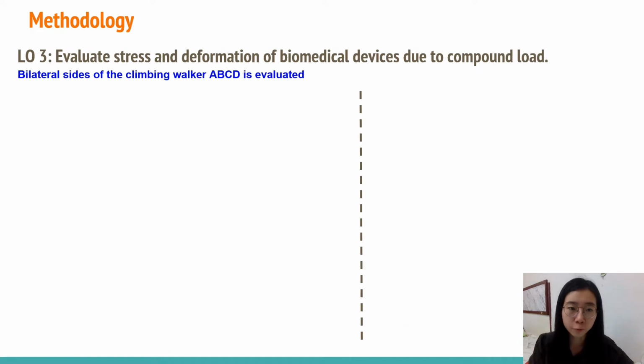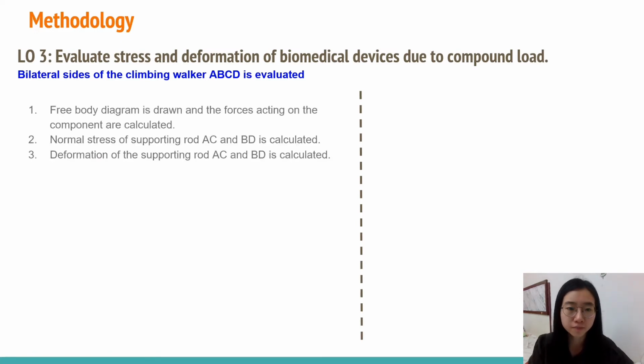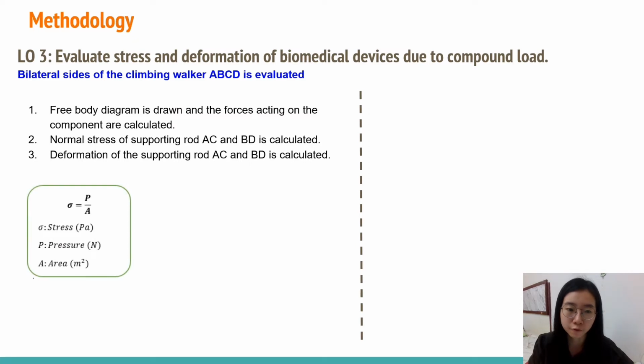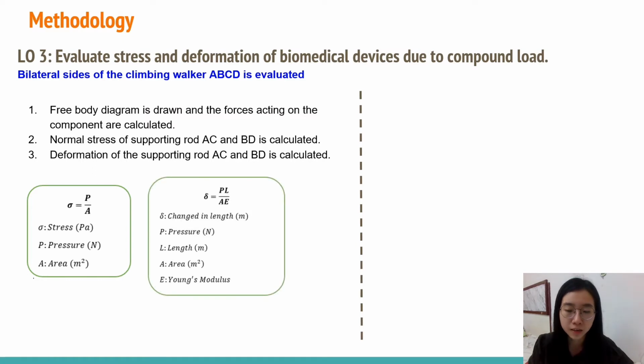For LO3, we evaluate stress and deformation of biomedical devices due to compound load. In this case, the bilateral sides of the climbing walker ABCD are evaluated. Firstly, a free body diagram is drawn and the forces acting on the component are calculated. Secondly, normal stress of supporting rods AC and BD is calculated by using the formula stress equals force over area. Thirdly, deformation of the supporting rods AC and BD is calculated by using the formula delta equals PL over AE.